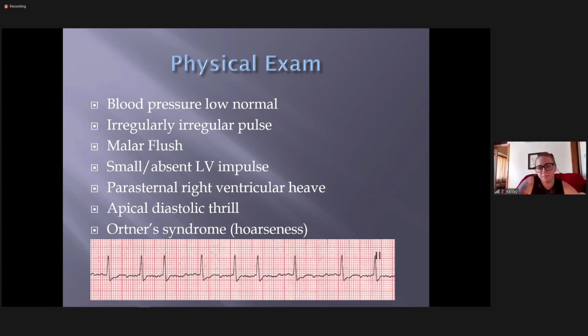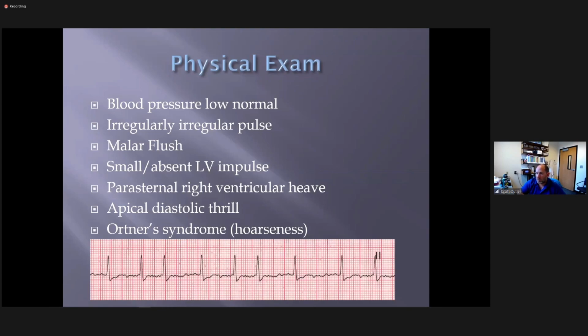The same. Okay, good. Yeah, so the LV size will be the same or smaller than normal. Okay, because we're just not getting the blood into it. Remember that the LA, RV, and RA might all be large, but the LV will be preserved or small.